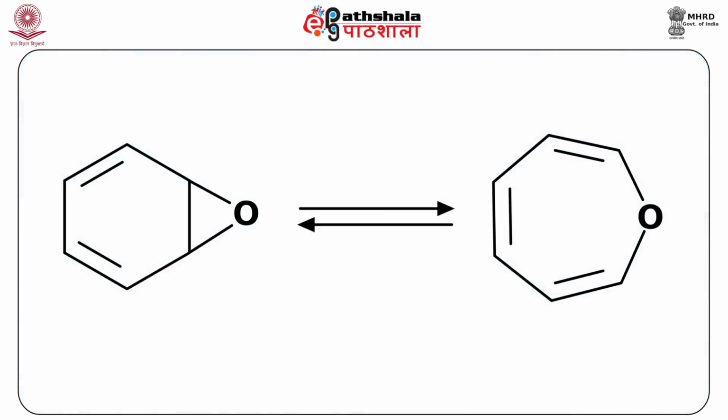For example, notice that in this particular example, one is a 6-membered ring joined to a 3-membered oxygen as the epoxide ring, and as these two electrons migrate, you will be getting a 7-membered cyclic ring with oxygen in between. So, this is a case of fluxional tautomerism.